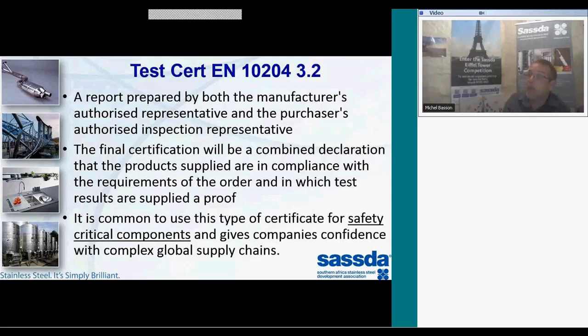Then the report will be prepared by both the manufacturer, the mill's authorized representative, like in the case with 3.1, but also the purchaser's authorized inspection representative. So two people will look, one from the manufacturing viewpoint and one from the customer's viewpoint. Now, this authorized inspection representative of the customer might be somebody from his own staff, or it can be one of those third parties that I've referred to earlier.